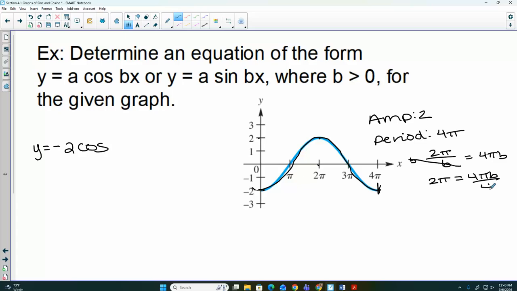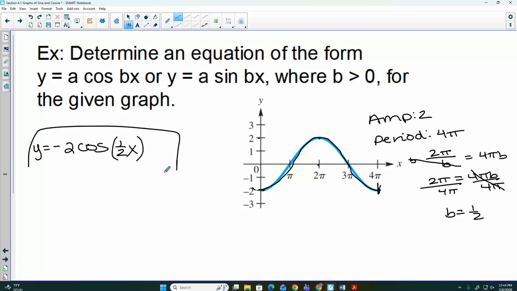We divide by 4 pi. 2 pi over 4 pi reduces to 1/2. So it's 2 cosine, sorry, -2 cosine of 1/2 x.